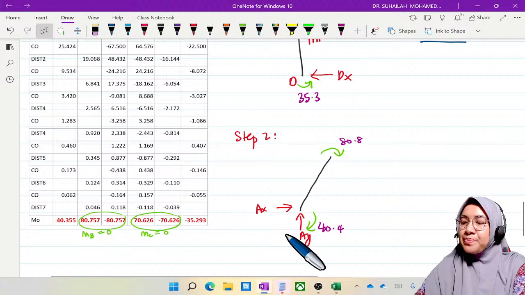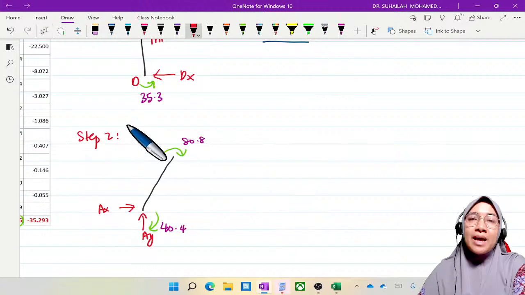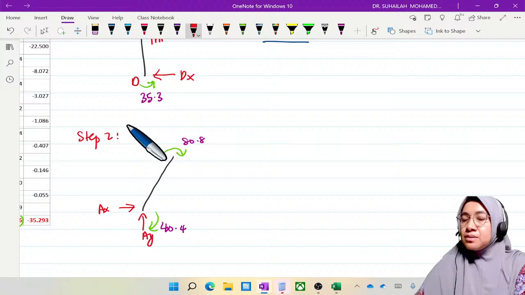We have to create another diagram. By looking at this, step number 3, what we can do is like this. This is actually based on the static equilibrium. You can do any step, it doesn't matter, as long as you can get the Ax and Ay values. This will be one of the steps. Okay, Dx.